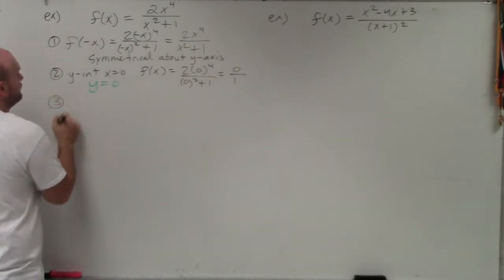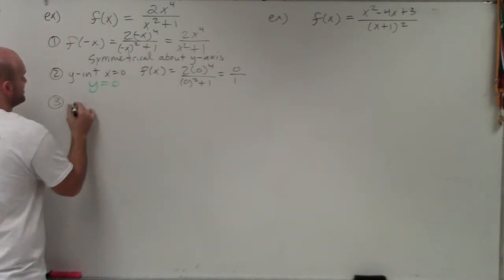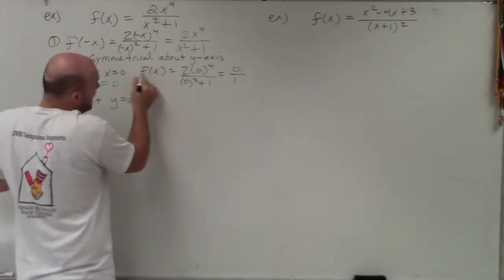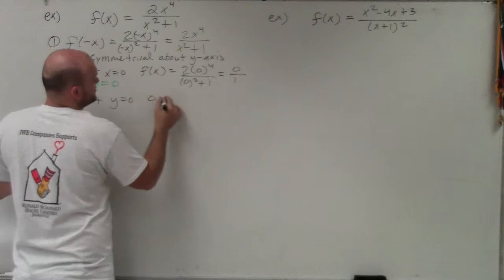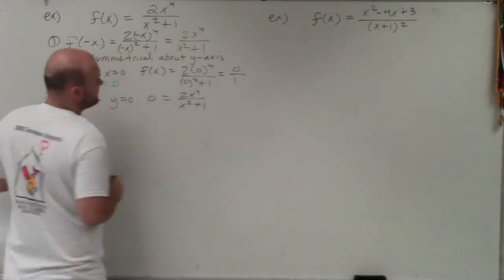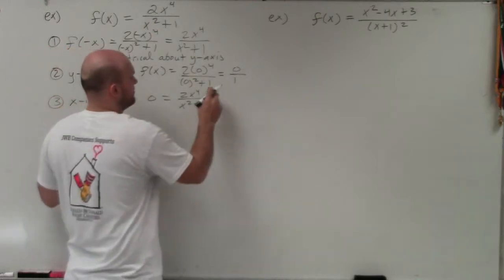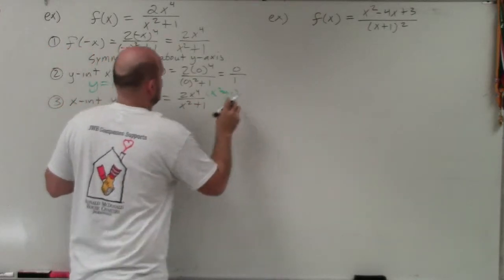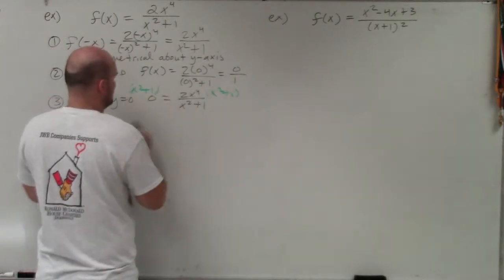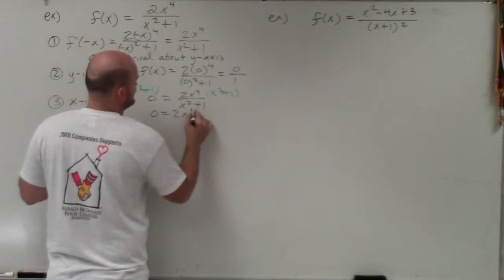Step number 3, the x-intercept. On the x-intercept, you put 0 in for y. So f of x represents our y. I'm going to do 0 equals 2x to the fourth over x squared plus 1. Again, to get rid of our denominator, I'm going to multiply by the reciprocal. That goes to 0. That goes to 1. I'm left with 0 equals 2x to the fourth.